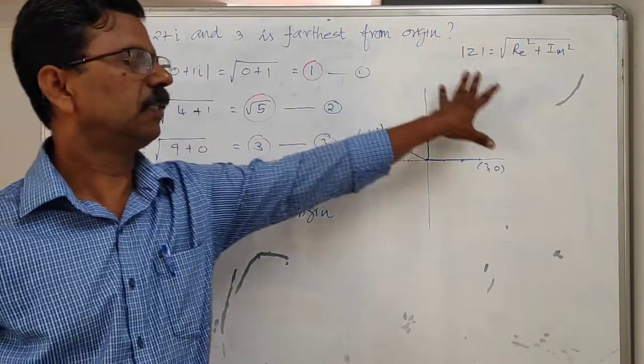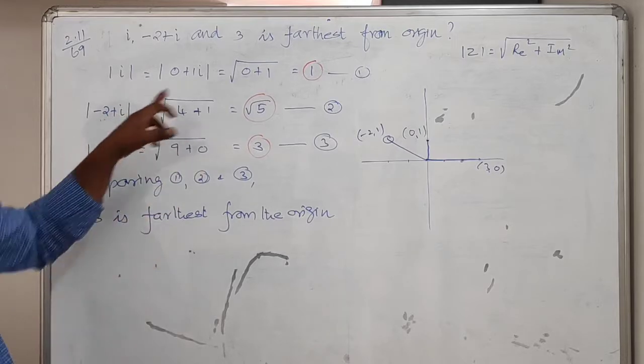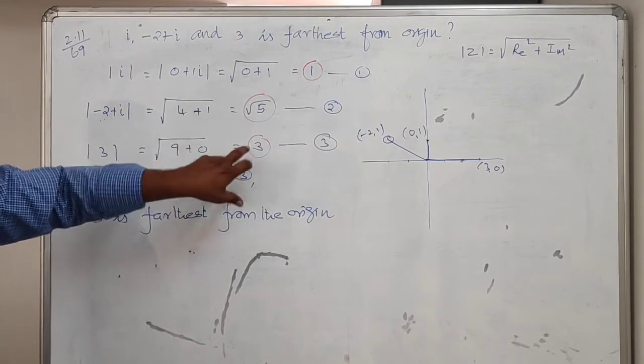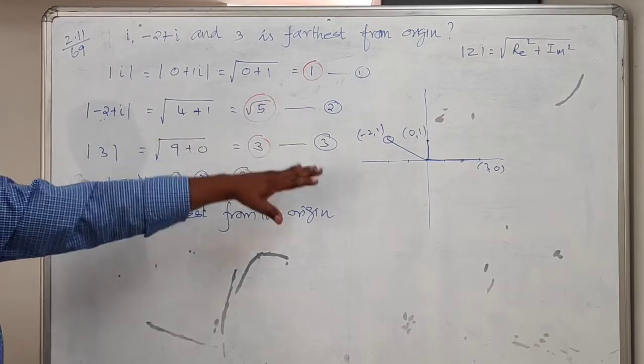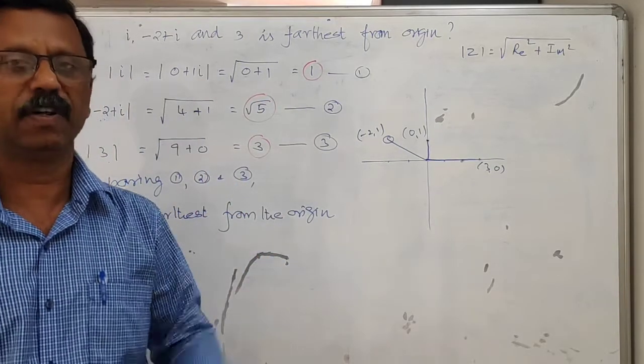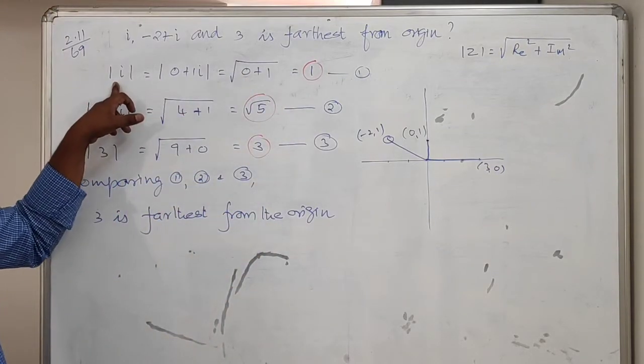Instead of drawing this diagram, you can directly find which is farthest by finding their moduli. If you are finding modulus among these things, the greatest one can be taken as farthest. Sometimes the question may be asked like this: which is shortest from the origin? Means which is shortest? This one. Therefore, i is the shortest distance.